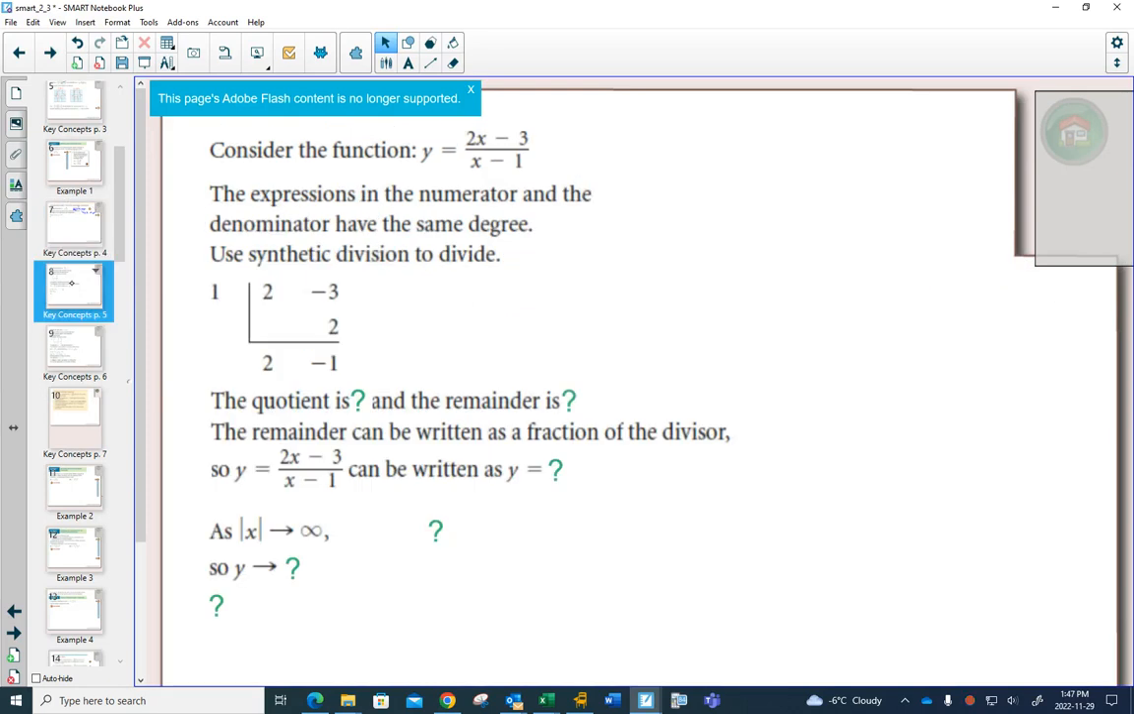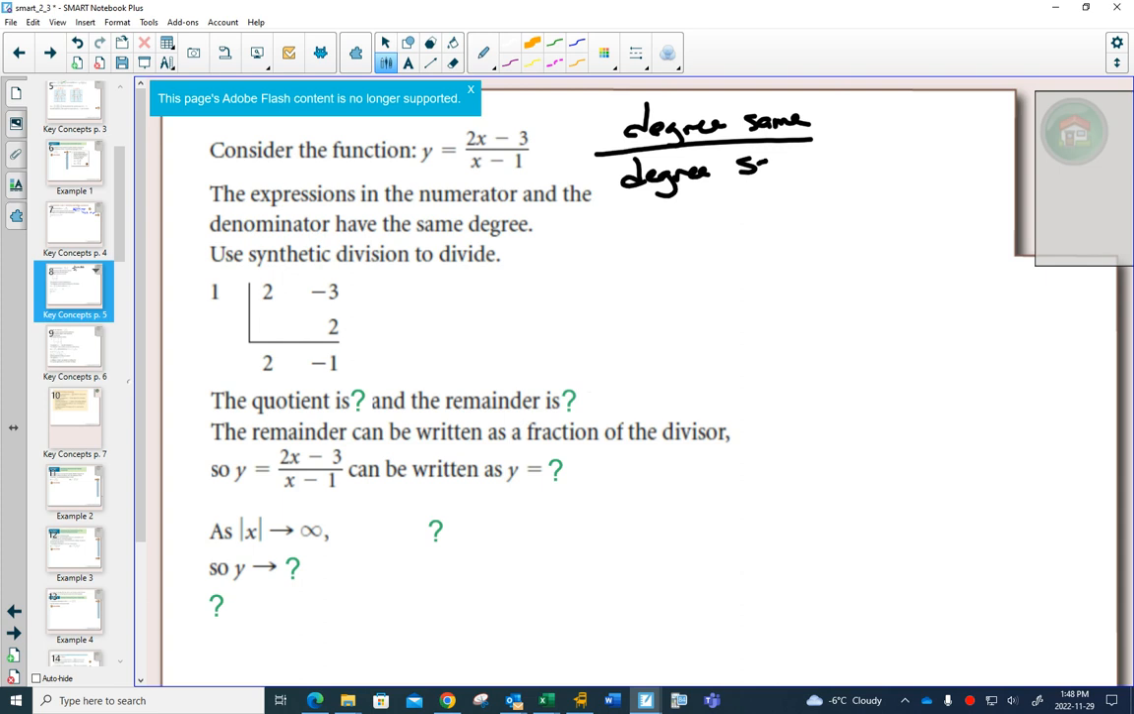Situation number 2. If the degree is the same on the top and the bottom, you will have a horizontal asymptote. And all you have to do is look at the leading coefficients. In this case, it would be at y equals 2.